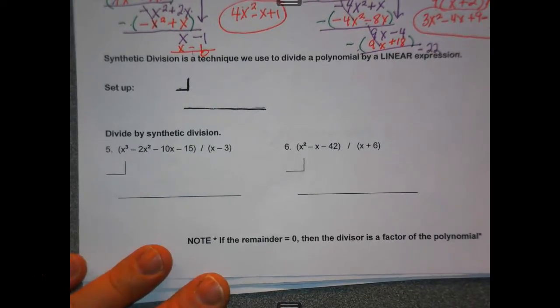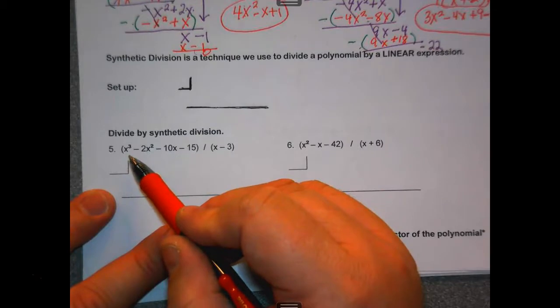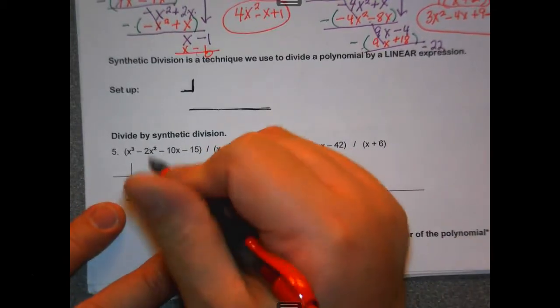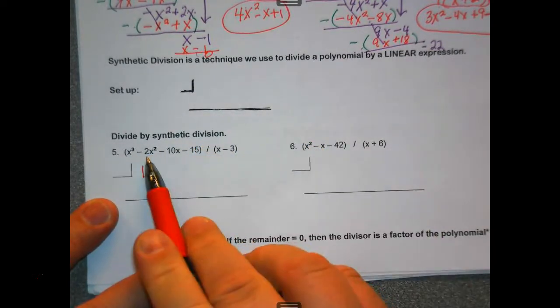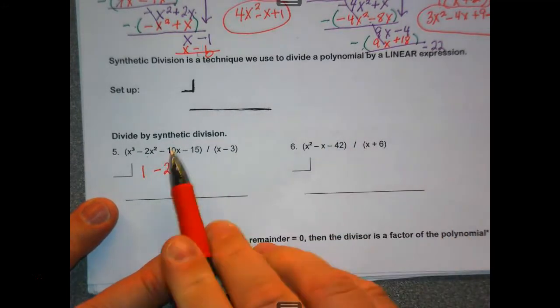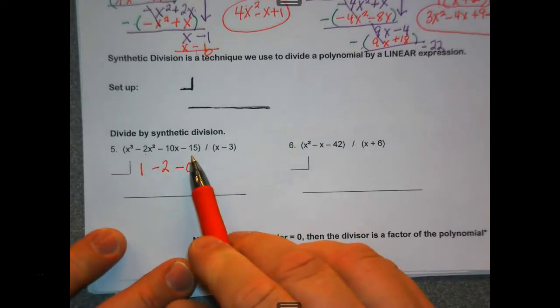All right, the first thing with synthetic division, instead of putting in the entire polynomial, you just put in the coefficients. So the coefficient of x cubed, 1. Coefficient of x squared, -2. Coefficient of x to the first is -10. And our constant is -15.